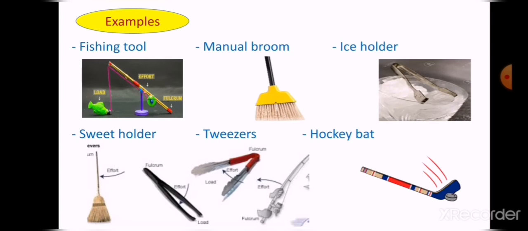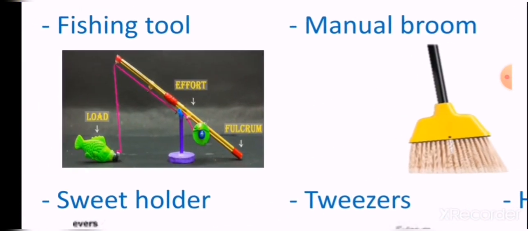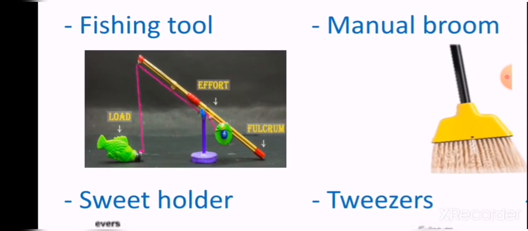Like number 1, the fishing tool. You hold the fishing tool from the middle here. So the effort force is between the fulcrum and the resistance force or the load. The resistance force is the weight of the fish or the weight of the body that you need to move. So the effort force is between the resistance force and the fulcrum. So this type is a third class lever.